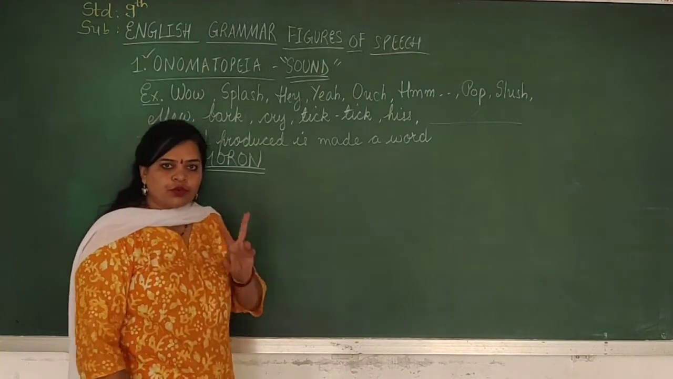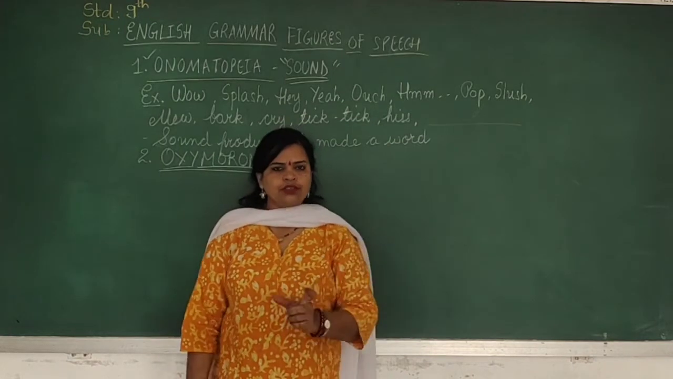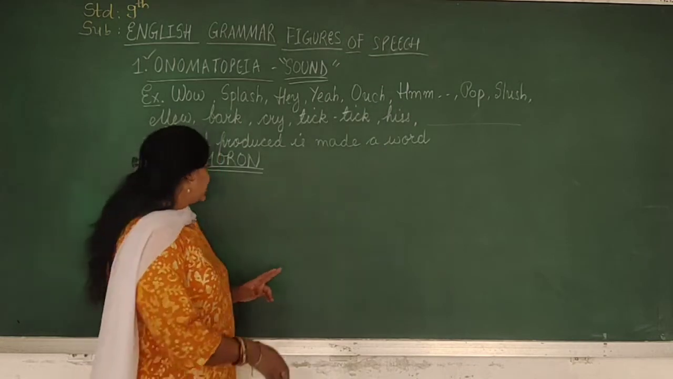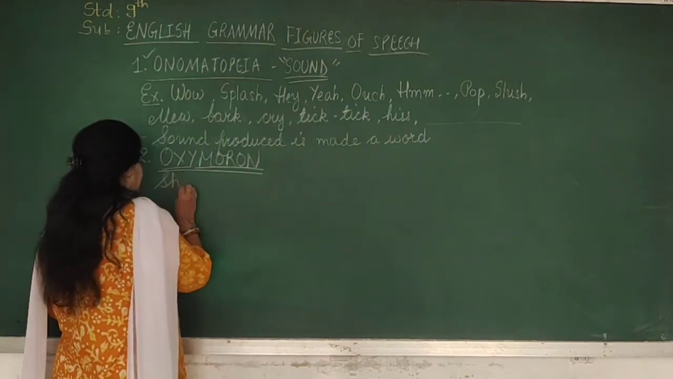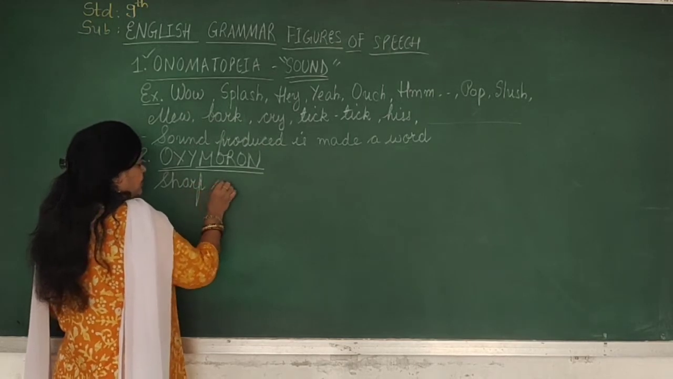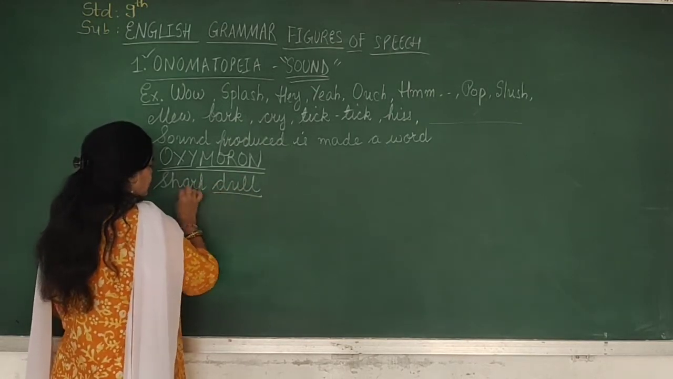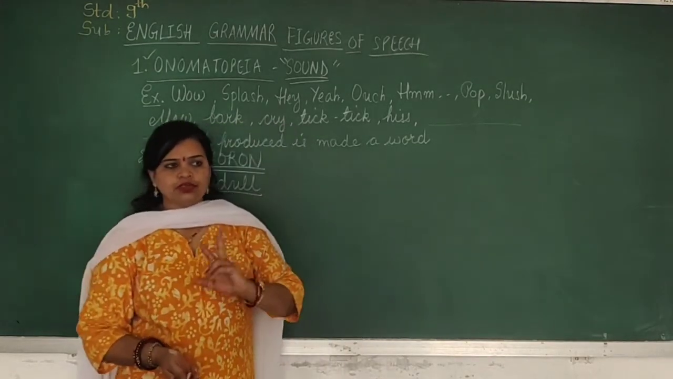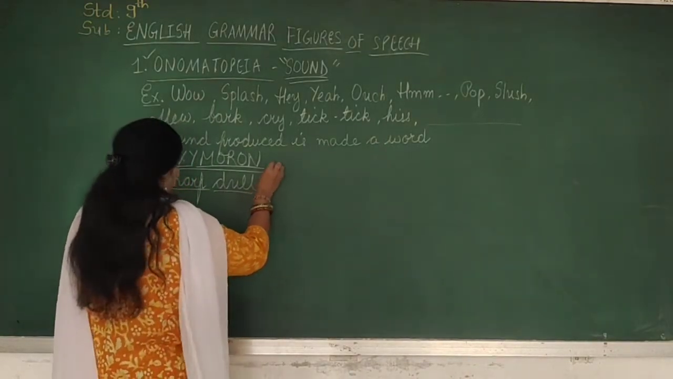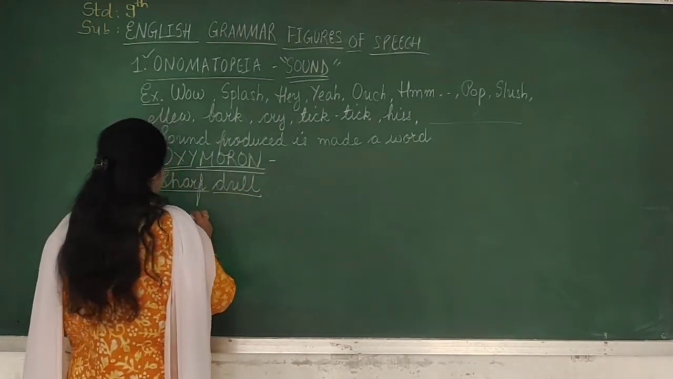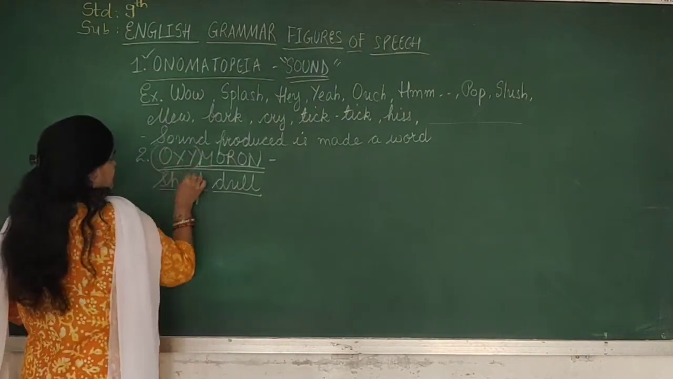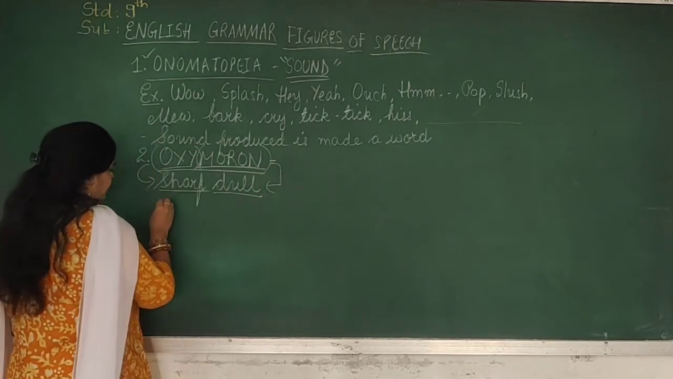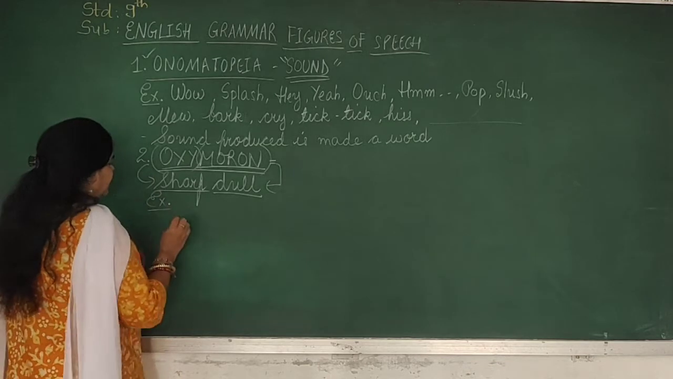Oxymoron is made up of two words, oxy and moron. Oxy means very sharp, and moron means dull. Sharp, dull. What does that mean? It means they are very much opposite words to each other, isn't it? Sharp dull, oxymoron. You'll easily remember: oxy means sharp and moron means dull. Let me give you some examples, then you will be well acquainted with it.